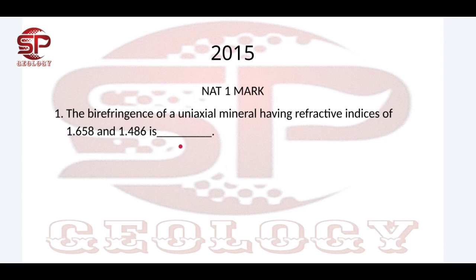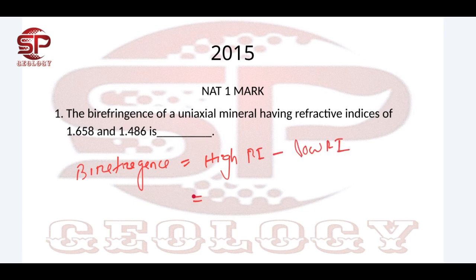Find the birefringence of a uniaxial mineral having refractive indices of 1.658 and 1.486. Do you know birefringence? It is the high RI minus the low RI. So your high refractive index is 1.658 minus 1.486. If you subtract it, it will be 0.172. So this will be the answer, 0.172.